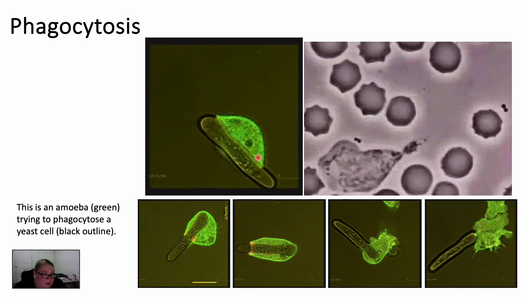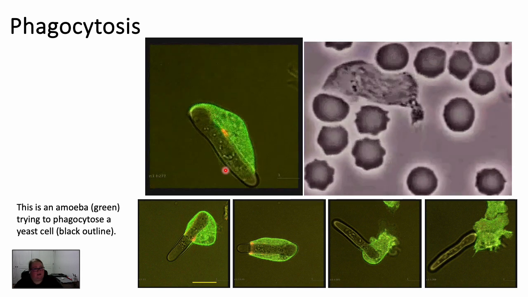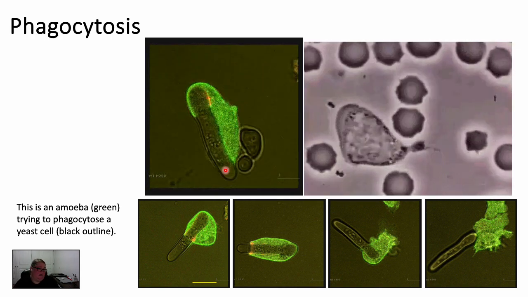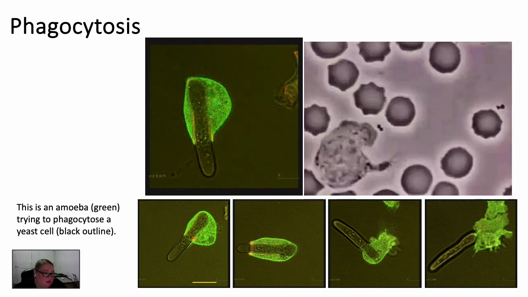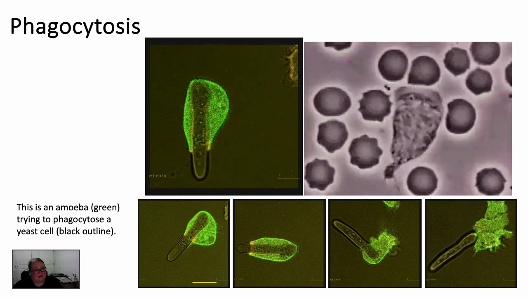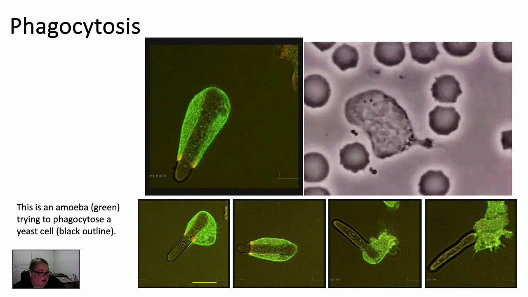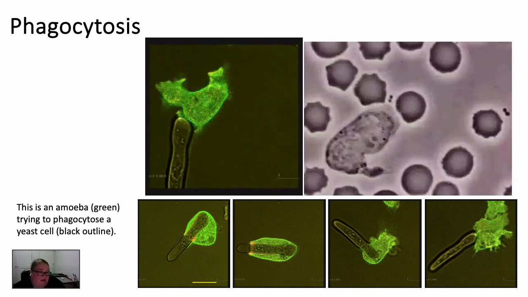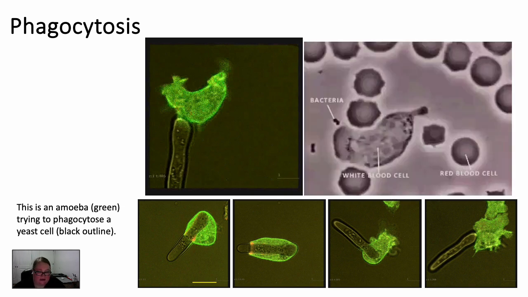So the pocket's forming. It's trying to eat it. Unfortunately for this amoeba, it is not big enough to fully engulf this yeast cell. But you can see the pocket forming, trying to fold it in and bring it in as a vesicle so it can break it down into the nutrients and building blocks that it needs to function. At some point this amoeba is going to give up, but this is a really good illustration of this invagination process.